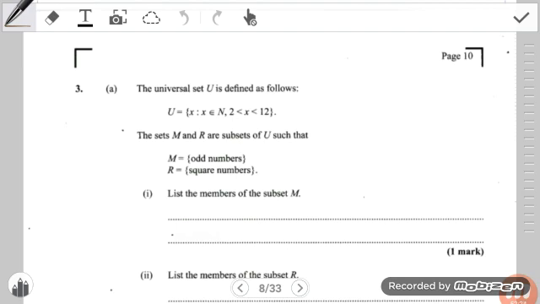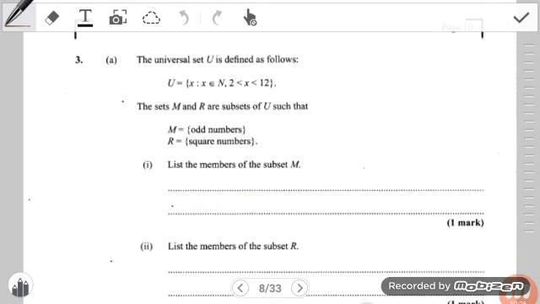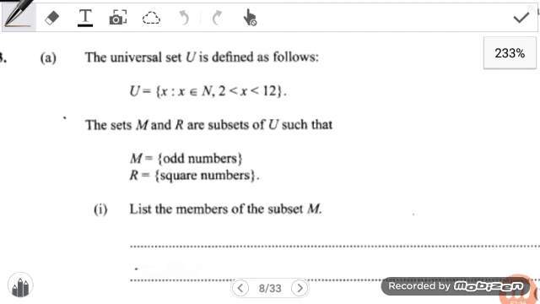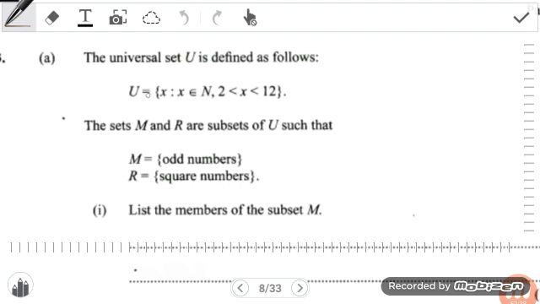I'm going to try to read this for you so you will learn how to read it. It says here that U is equal to the set of x such that x is a member of the natural numbers where x is greater than 2 but less than 12. Let's read that again. That's a mouthful.